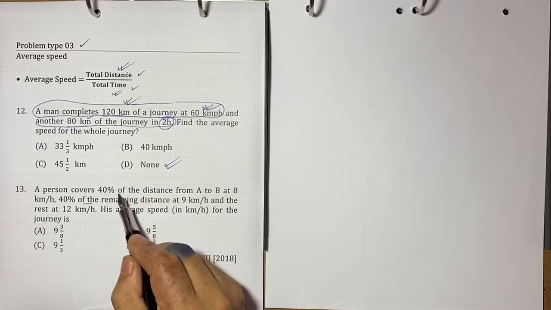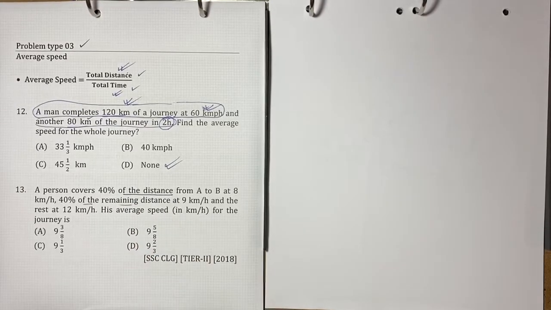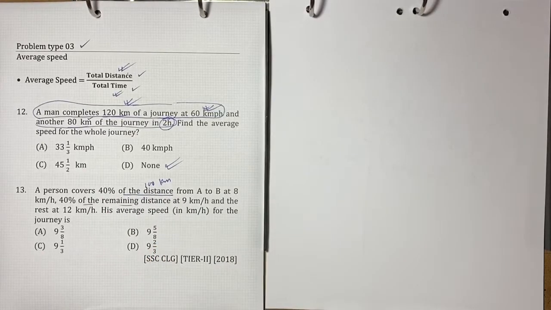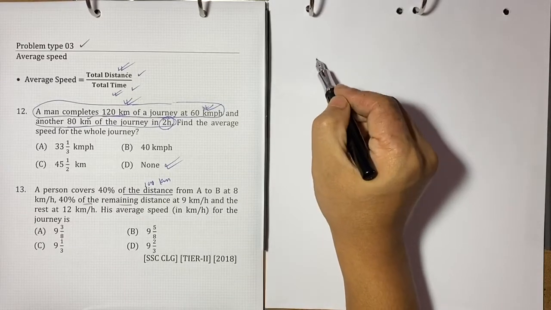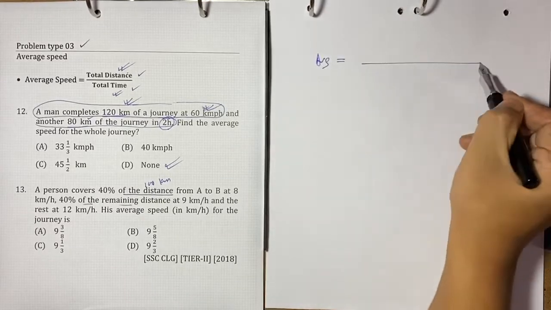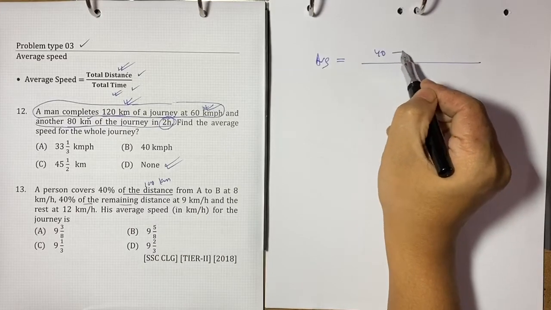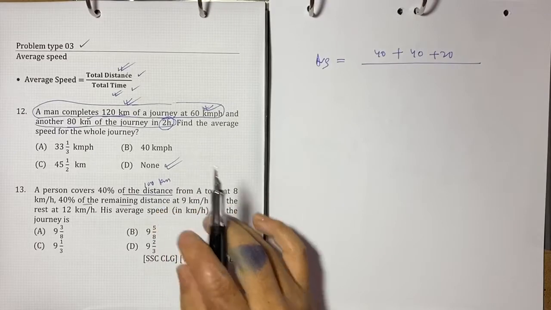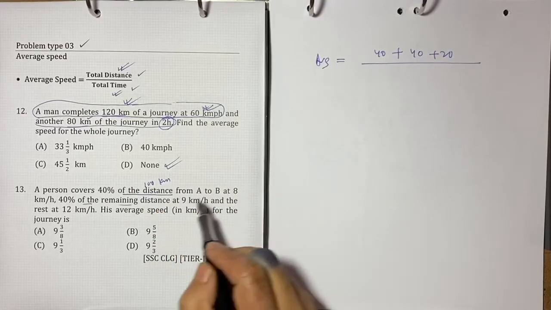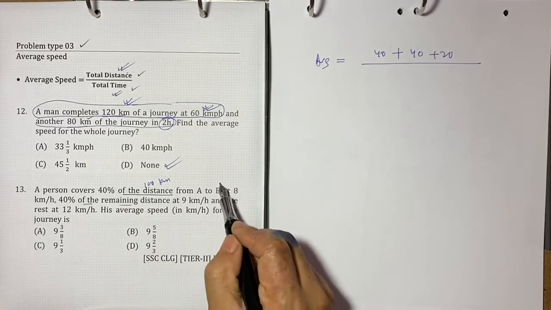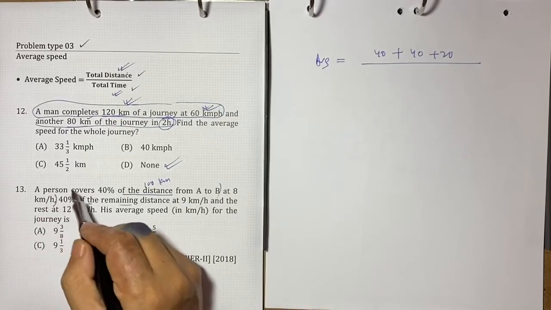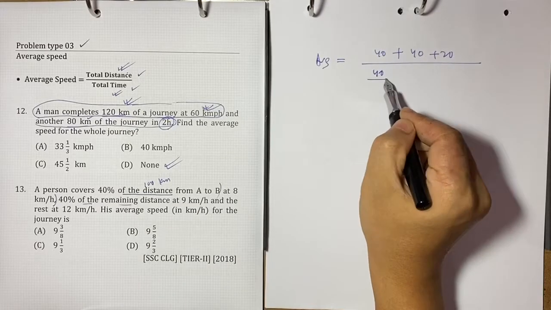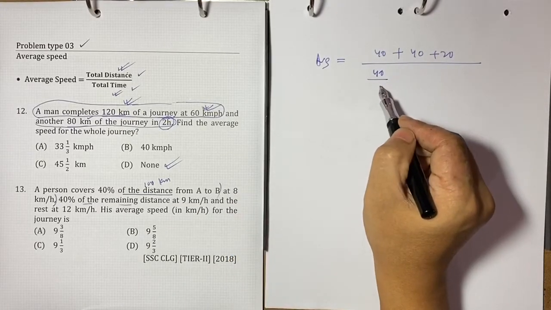Okay, in this case 40% of the distance is at some speed, with the total distance as 100 km. The problem has three parts. Part number 1: 40% of the distance from A to B at 8 km per hour. This is the first part of the journey, and time is distance divided by speed, so it will be 40 divided by 8.